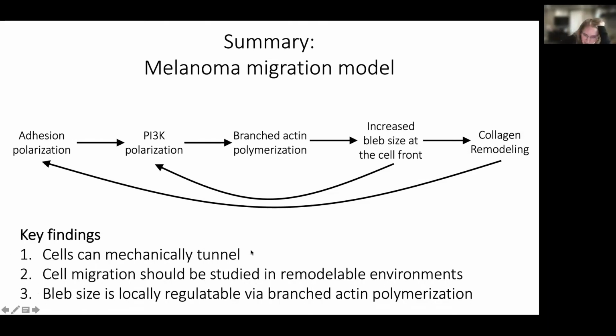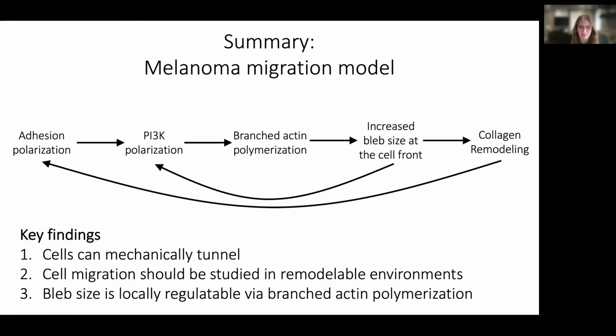Well, in general, it means that cells can move without MMPs. We've known for a while now that MMP inhibitors don't work well clinically, and that is probably at least one reason. It also means that cell migration should really be studied in remodelable environments, where the cells can alter the environment around them, because here a key element of migration, polarization, requires environmental remodeling.